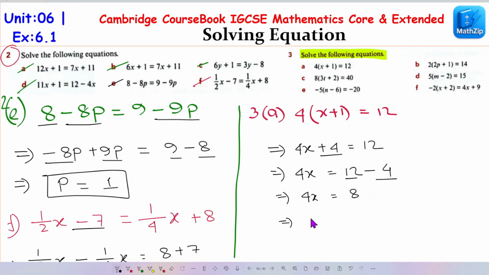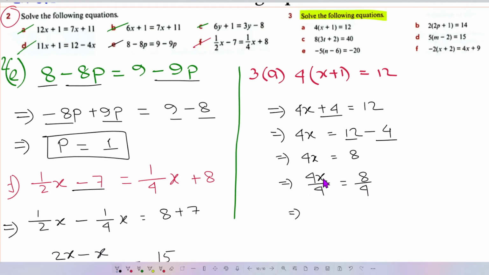Now we can divide both sides by 4. It means 4x by 4 equals 8 by 4. So 4 divided by 4 is 1, so here is x. 8 divided by 4 is 2. So x equals 2. This is our answer. 3a.